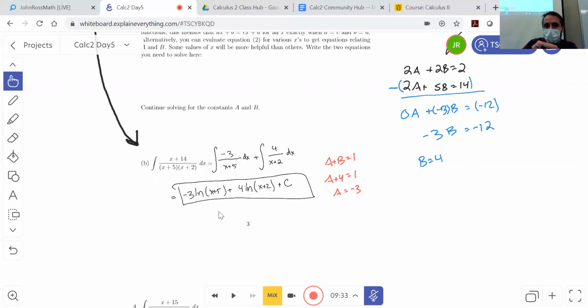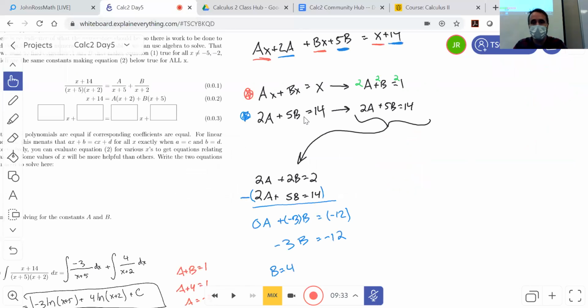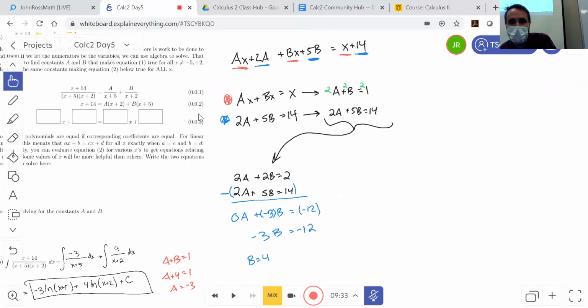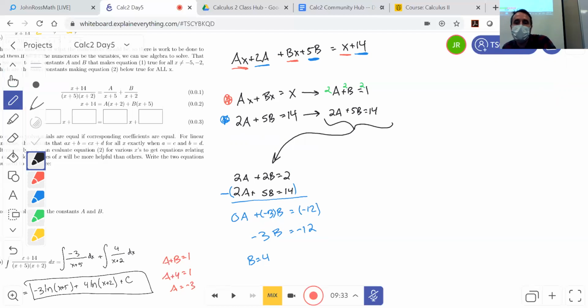Why did we multiply the a plus b equals 1 by 2? Great question. So let's circle back up here. What we had here, we got to this point where we had these equations in which we had several things involving x's, some things not involving x's, and it all had to equal x plus 14. So the trick was to break this up into two equations depending on whether or not we had x's in it. And then we looked at this system of equations. The original system of equations was a plus b equals 1, 2a plus 5b equals 14.